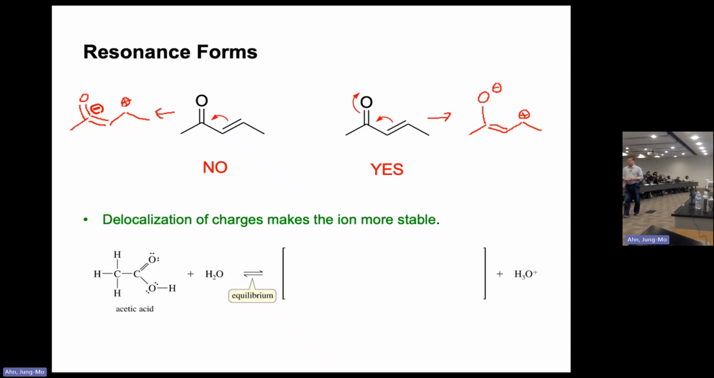Let me just talk about the significance of the resonance structures, why we care the most. This is an example I'm pretty sure you know. That molecule is called acetic acid. Acetic acid is a component of the vinegar that makes it sour because it's an acid. Acid tastes sour.